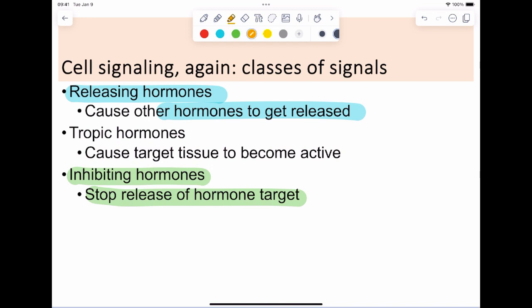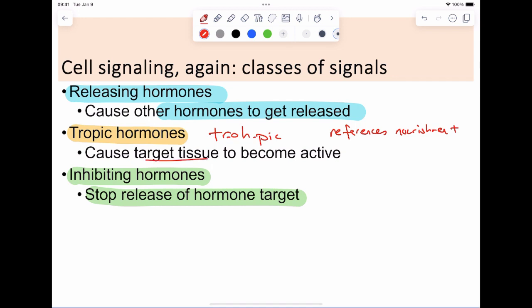We also have hormones that are called tropic hormones. Tropic, not tropic, but trophic, because tropism makes reference to nourishment, like a trophic level. And trophic hormones cause their target to become active. It actually swells up like it's being fed. And if you were to remove that trophic stimulation, it shrivels up.